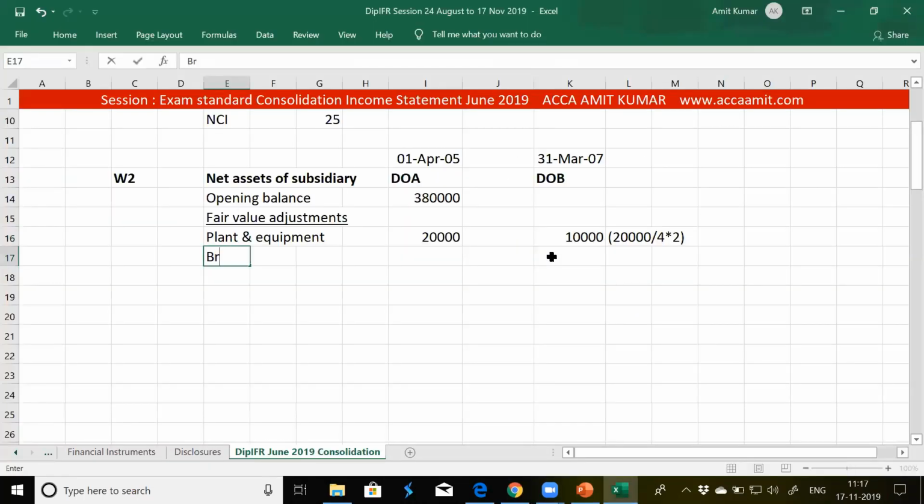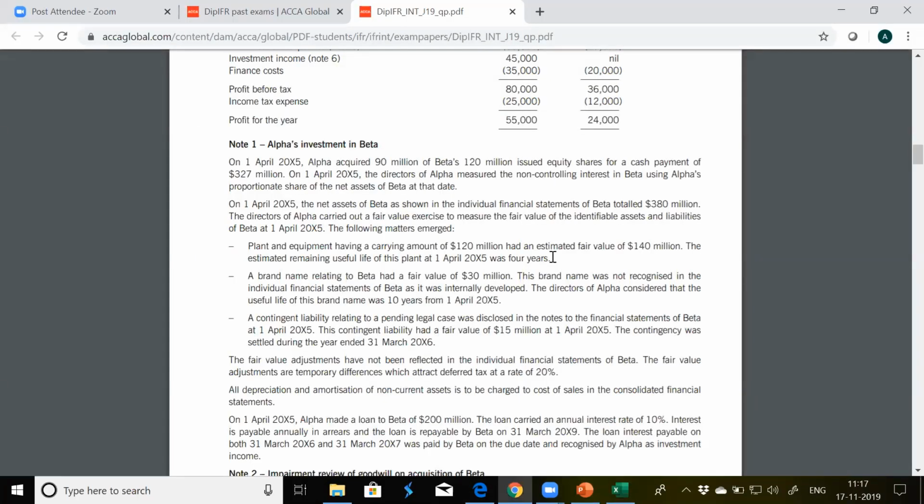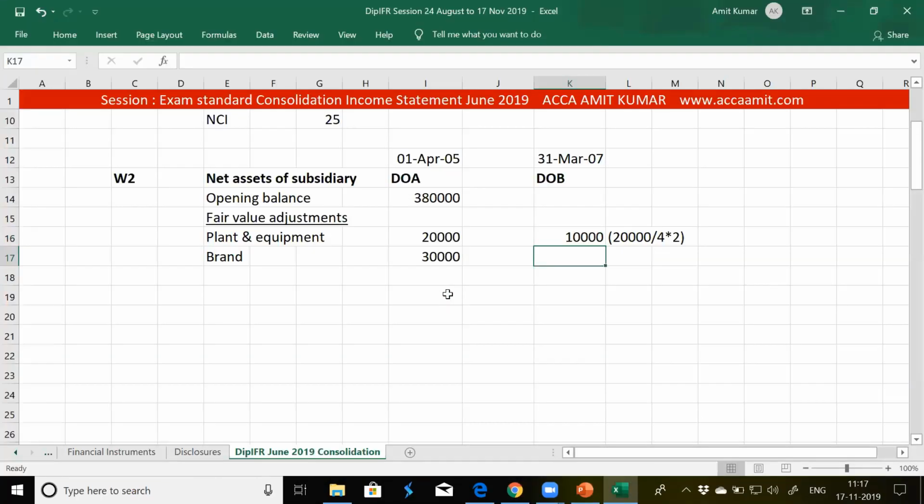Brand, 30,000. Date of balance sheet value. It has a useful life of 10 years. 2 years depreciation. 30,000 divided by 10 into 2.